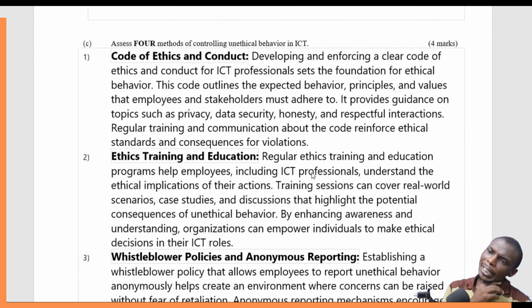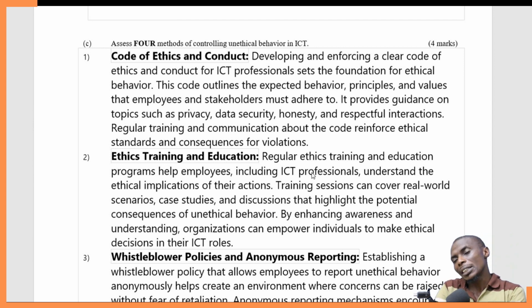Then the C part: assess 4 methods of controlling unethical behavior. The first one would be to have a code of ethics and conduct. We must develop and enforce a clear code of ethics and conduct for ICT. This code of conduct will help professionals set the foundation for ethical behavior. It must outline the expected behavior, principles and values that employees and stakeholders must adhere to. This will provide guidance on topics such as privacy, data security, honesty, and the rest.